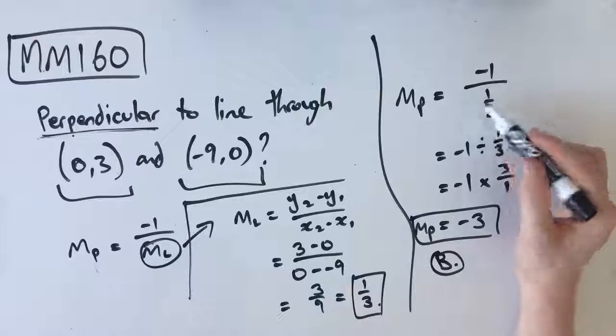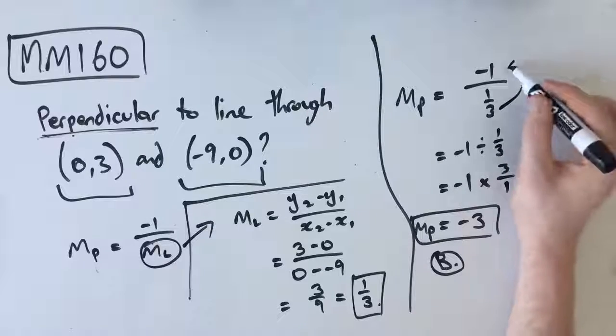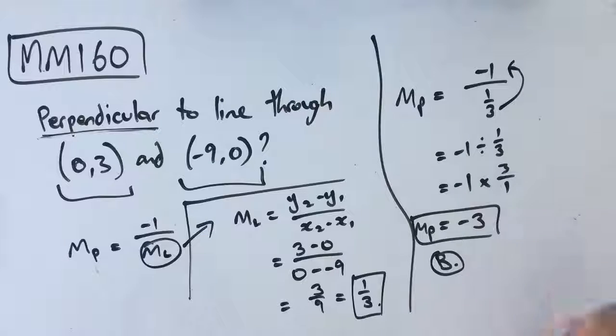Just in terms of this shortcut here, when you're dividing a whole number by a fraction, you can actually just bring this number up to the top and multiply it. So you would end up with -3 over 1, which is of course just -3.